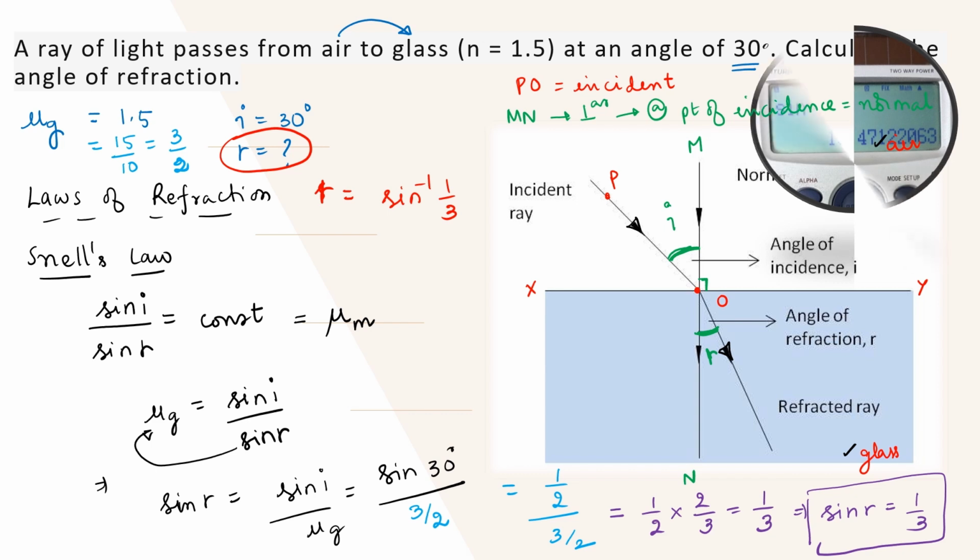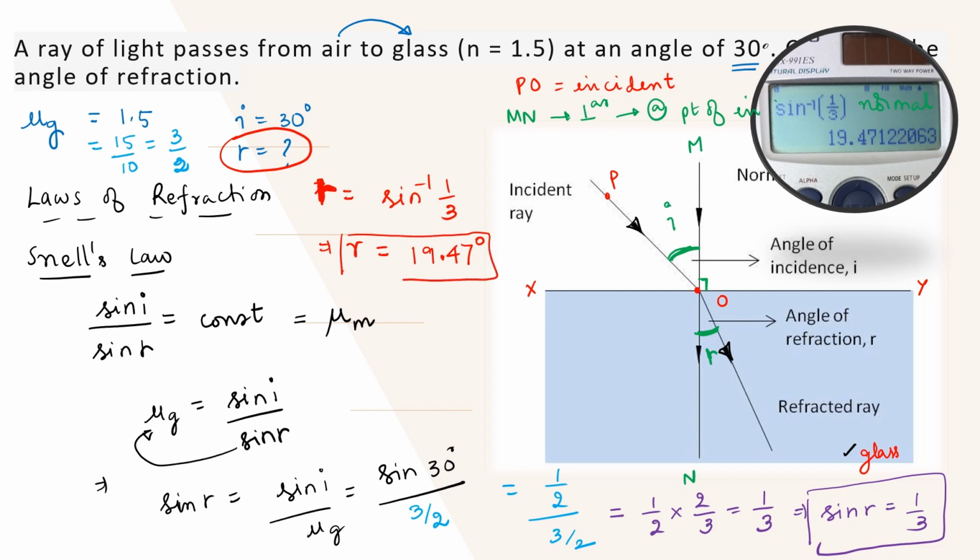I have used a calculator and you can see its value. If you cannot see the value, let me show it. Okay, now this is sine inverse 1 by 3. So sine inverse 1 by 3 is how much? This is r. Pardon my handwriting. So r is equal to 19.47122063. I'll just keep it to 2 digits. So 19.47 degrees.